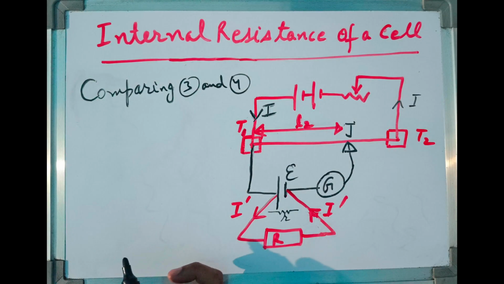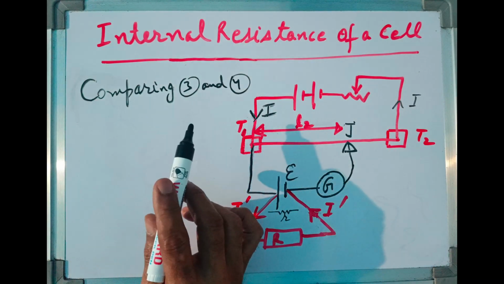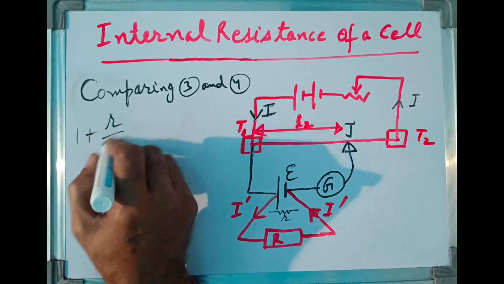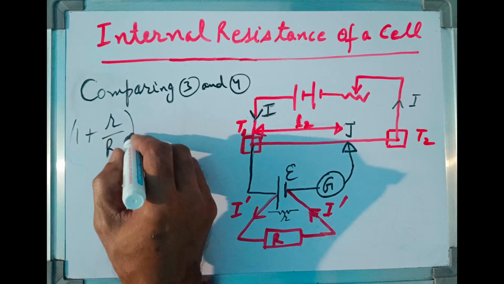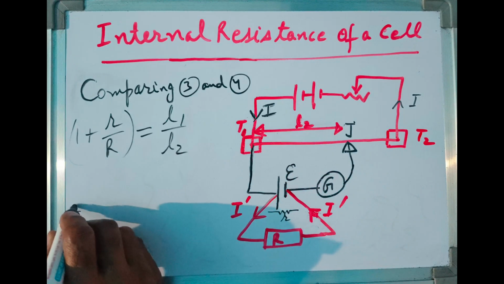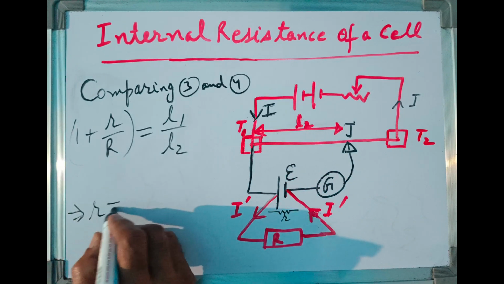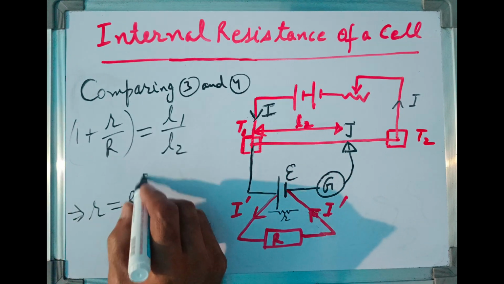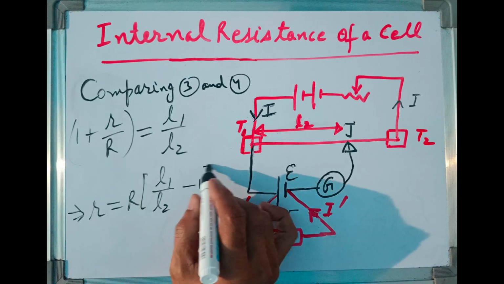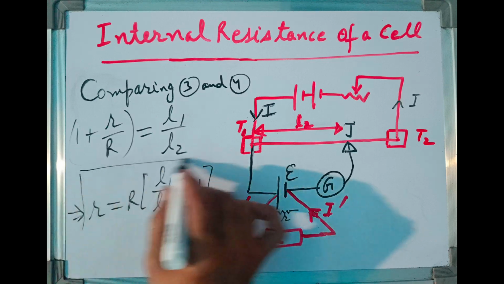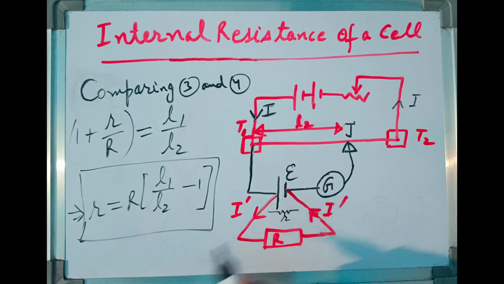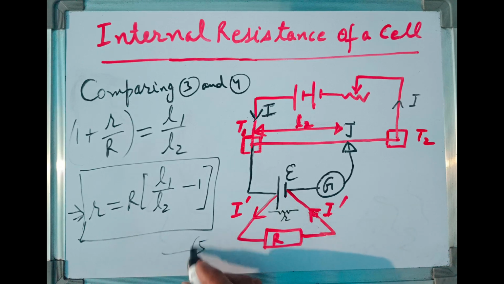If we compare the results of equation number 3 and equation number 4, we can write 1 plus r upon capital R is equal to L1 upon L2. After simplification, we can get the answer for small r equal to capital R into (L1 upon L2 minus 1). So this is the required expression for the internal resistance of a cell. Let me call it equation number 5.